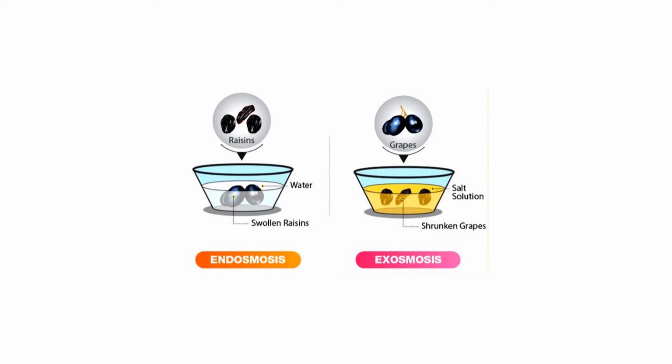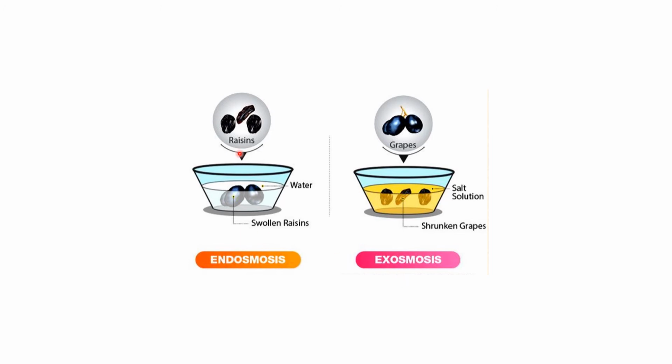Now when we say osmosis, it means the water can move from the external environment to inside the cell, or from inside the cell to out of the cell. When the water is moving from outside to inside the cell, the process is known as endosmosis. And when the water is coming out from the cell, the process is known as exosmosis.